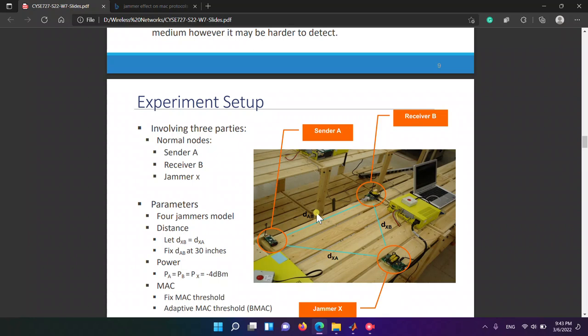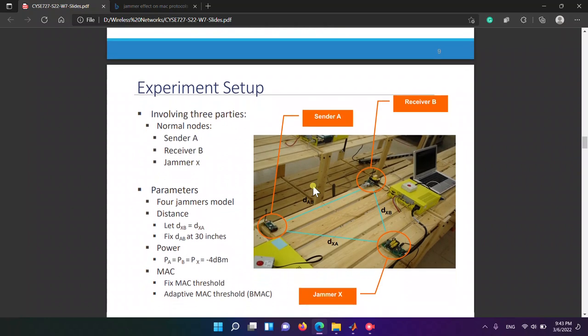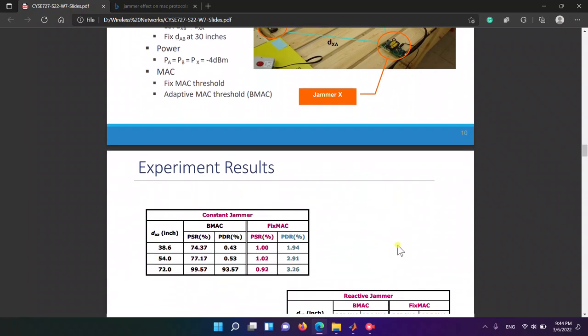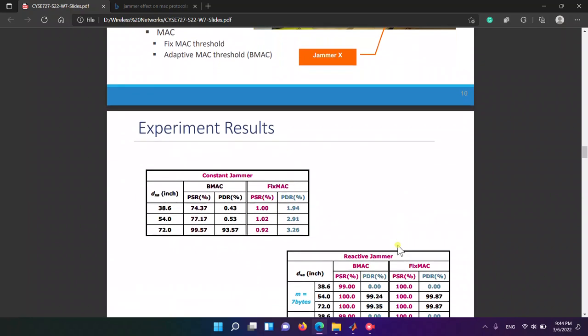In this section, we have an experiment to try to detect a jammer. Here we have distances which are equal, and here we have a sender, here we have a receiver, and here we have a jammer, and we want to see how to detect jammers using statistics.